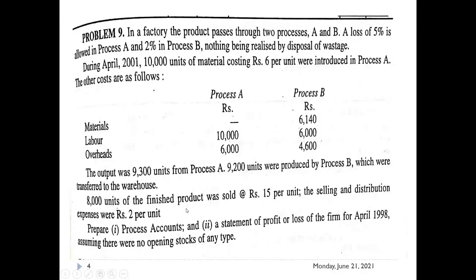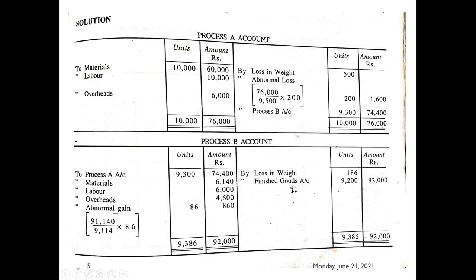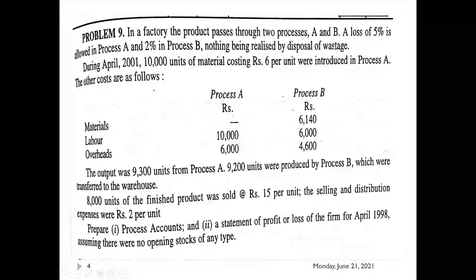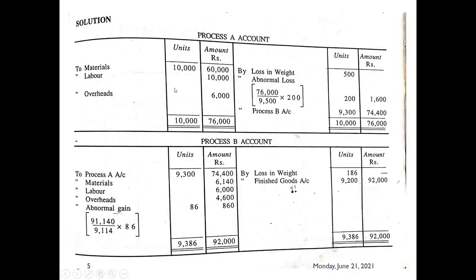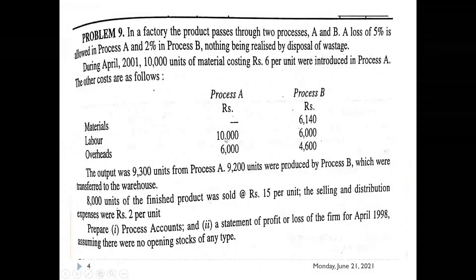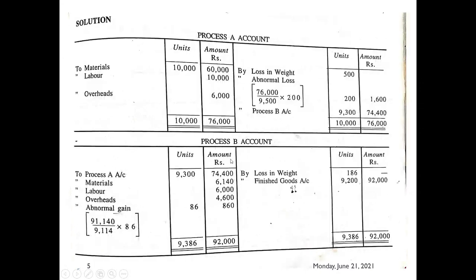So let's try. First of all, we should prepare the process account. Process A account. On the debit side, you see material introduced, how much? 10,000 units, at the rate of ₹6 per unit. So it is 60,000. Then labor, how much? 10,000. Then overhead 6,000.